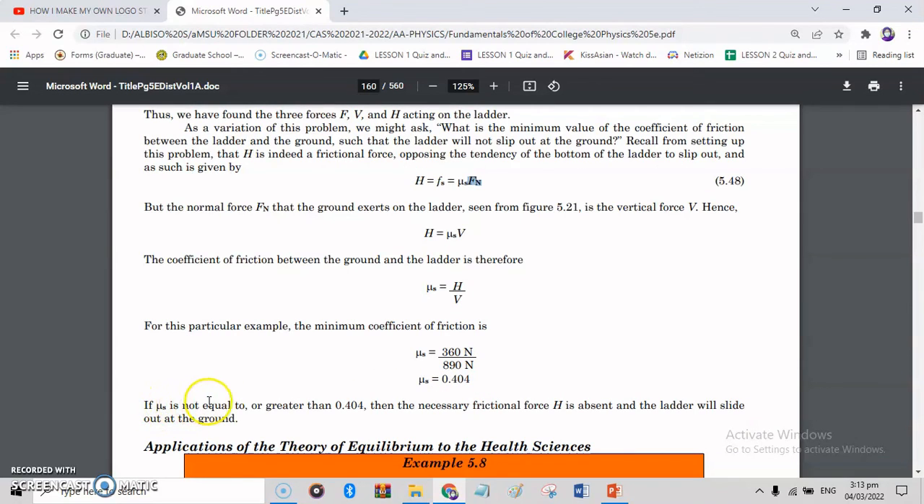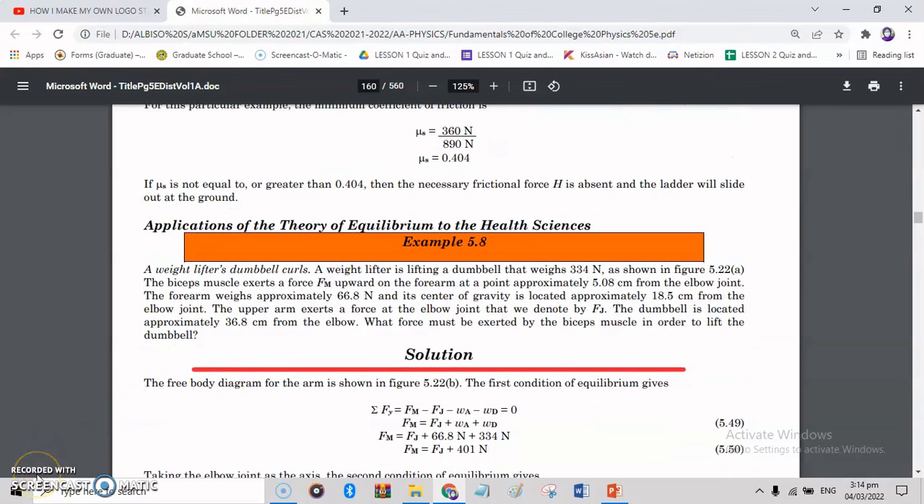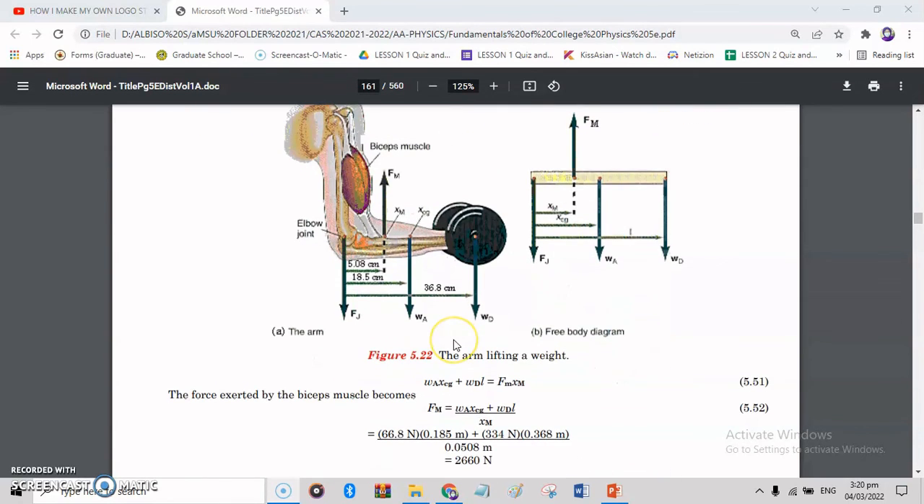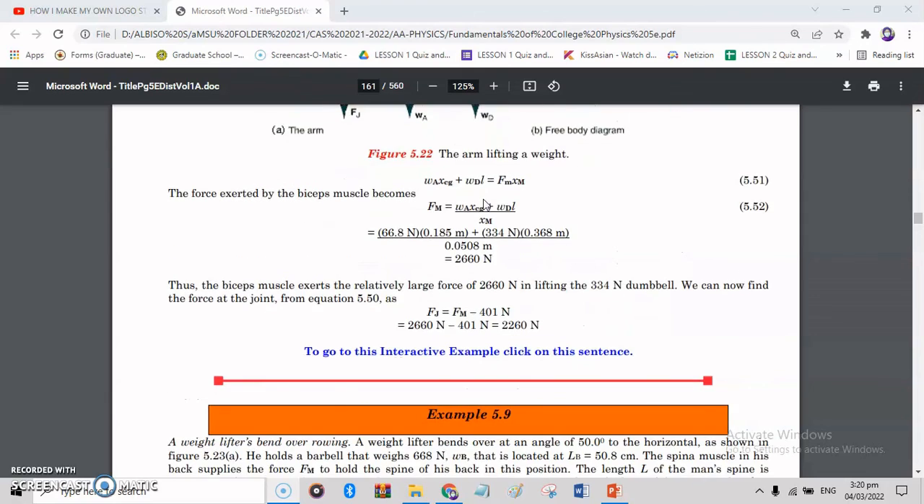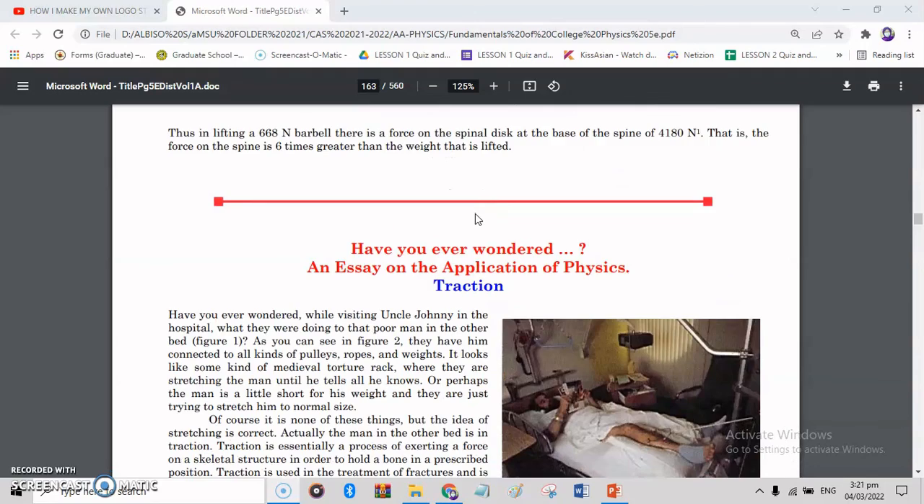And if mu s is not equal to or greater than 0.404, then the necessary friction force H is absent and the ladder will slide out at the ground. Okay? For these applications of a theory of equilibrium to the health sciences, okay, understand it on your own kasi madali na lang siyang intindihin. Given na naintindihan nyo rin yung lesson natin. And then, I think this is the last topic.